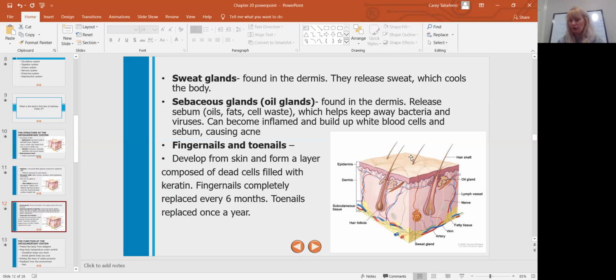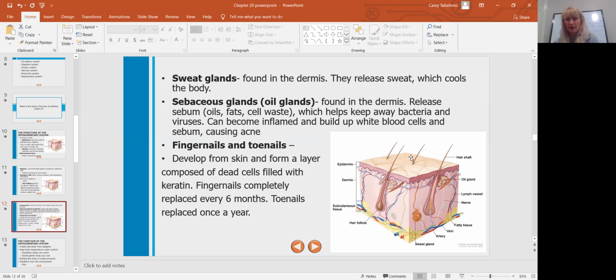And your fingernails, if you look at your fingernail right now and look at the very edge next to the cuticle in the far back, that part will be with you for 6 months. Okay. So your fingernail gets completely replaced every 6 months.